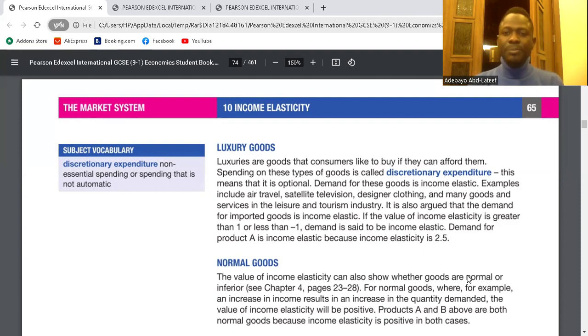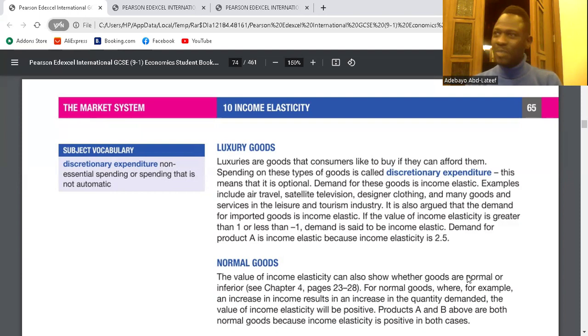Do you understand? So if the value of income elasticity is greater than 1 or less than -1, demand is said to be income elastic. Demand for product A is income elastic because income elasticity is 0.5. So if it is greater than 1 or less than -1, if it is less than -1, we're talking about -3, -4. Do you understand? Less than -1. Okay. So -1 is greater than -2. I got it. Okay, great.